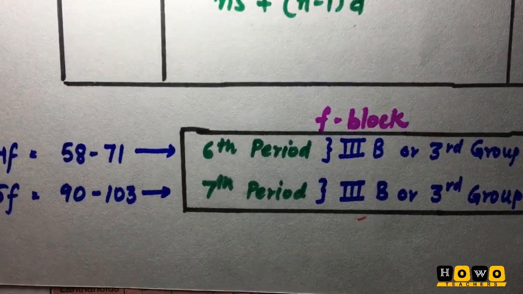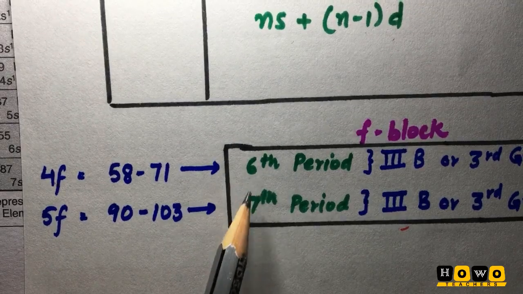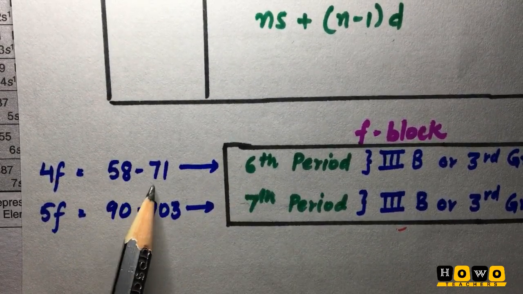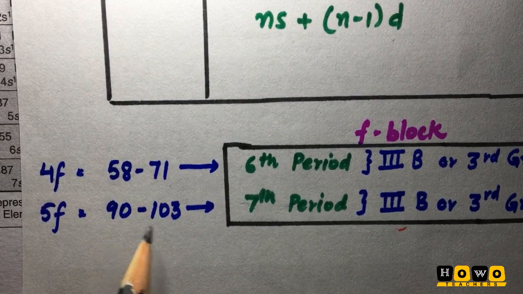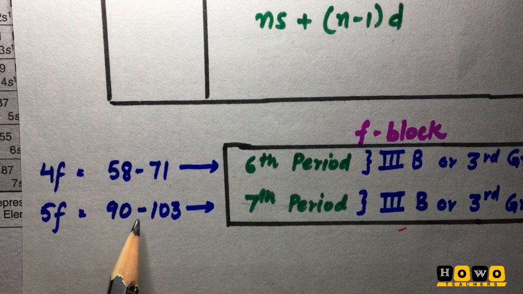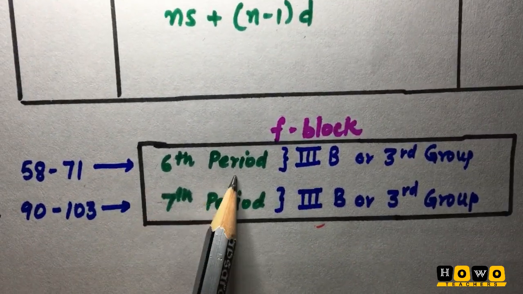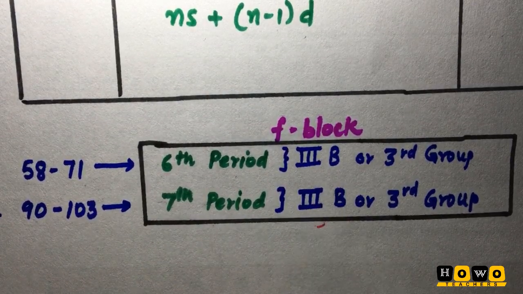So do not forget, again I am showing you, if any electronic configuration that you have to write is having the atomic number in between 58 and 71, that is the 4f, and 90 to 103, that is the 5f. So period will be 6th and 7th and the group will be the third one for the F block.